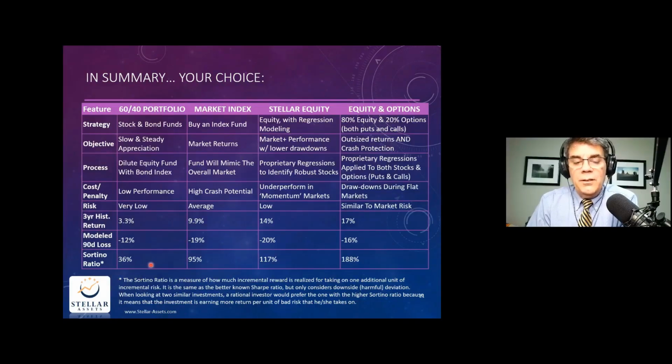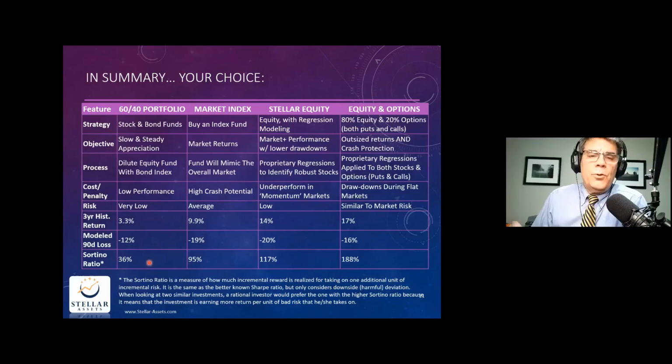And I should point out, some of you may have heard of the Sharpe ratio. The Sharpe ratio is a fairly common industry standard for risk divided by reward. The Sortino ratio is almost the same thing. The only difference is the Sortino ratio only looks at downside risk, or downside deviation.